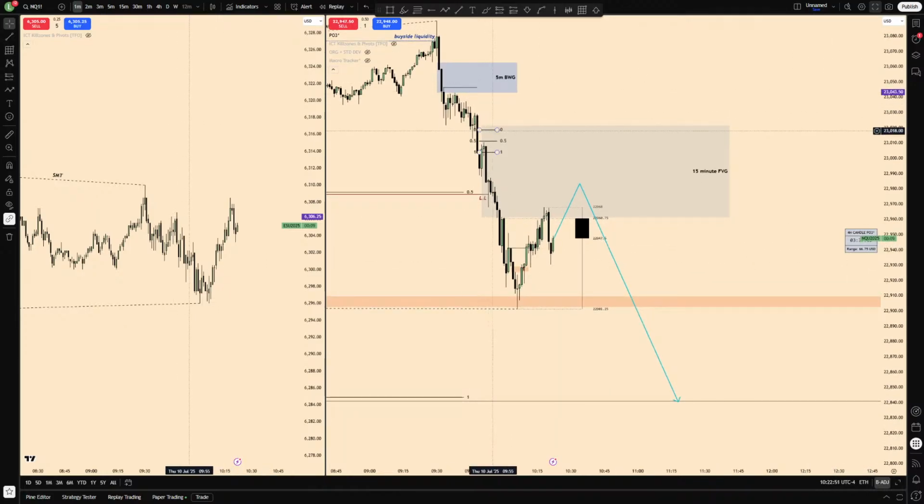Is it the complete opposite end of the range? Yes, there's one SMT. I could mark out one with the 930 buy side. I could mark out one with the other buy side. ES, I trust it more than YM.